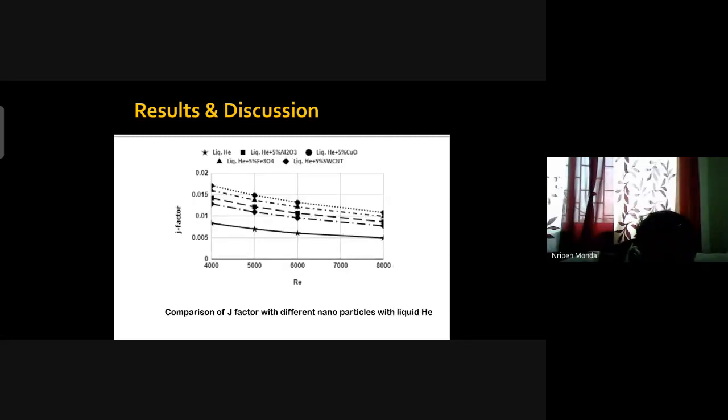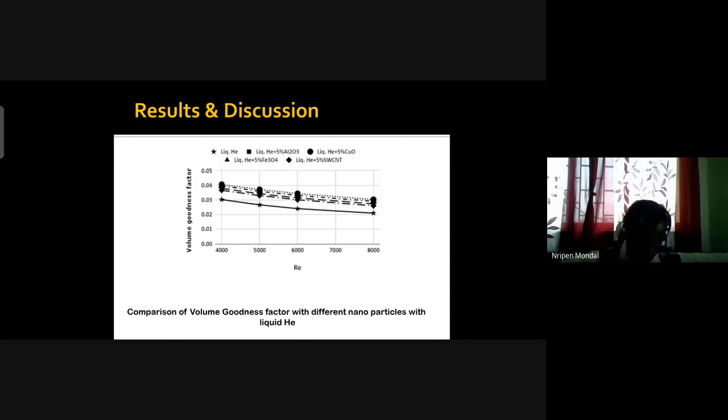This graph shows that with increasing Reynolds number in the turbulent region, Colburn J factor also decreases. Colburn J factor is a dimensionless term used to estimate the heat transfer coefficient in the pin-fin heat exchanger. It is observed in the figure that CuO nanoparticles are very effective in increasing the convective heat transfer coefficient in terms of Colburn J factor in comparison to Al2O3, Fe3O4, and SWCNT.